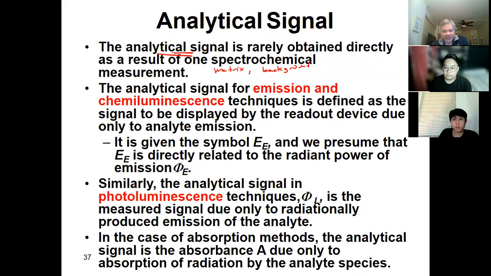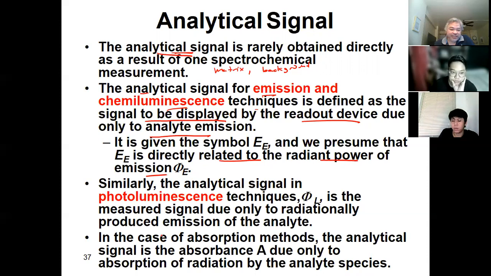Okay. What happens is your analytical signal must be extracted from a raw readout data. Depending on your method, your analytical signal has a definition. So if you have emission and chemiluminescence technique, you can define the signal displayed by the readout device to be due only to analyte emission. It is usually given by the symbol EE, and we presume that EE is directly related to the radiant power of the emission.